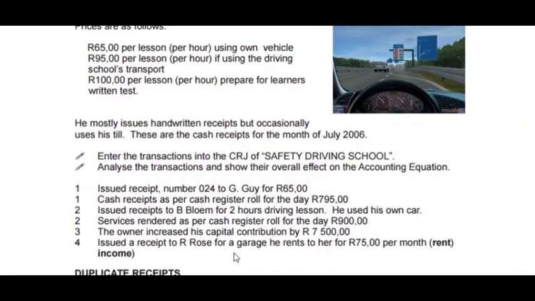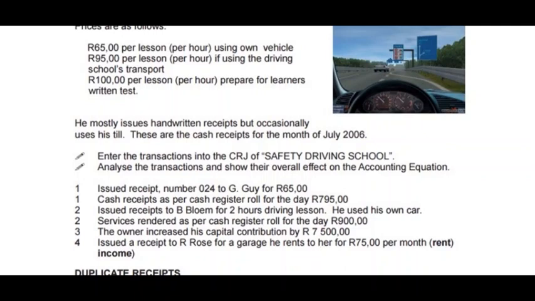Then if you look at the 4th, we issued a receipt to R. Rose for a garage he rents to her for 75 Rand per month. And then they tell you in brackets it's rent income. So this transaction might be a little bit vague, but what happens is D carefully rents the garage to R. Rose, and now she paid him the 75 Rand rent per month.